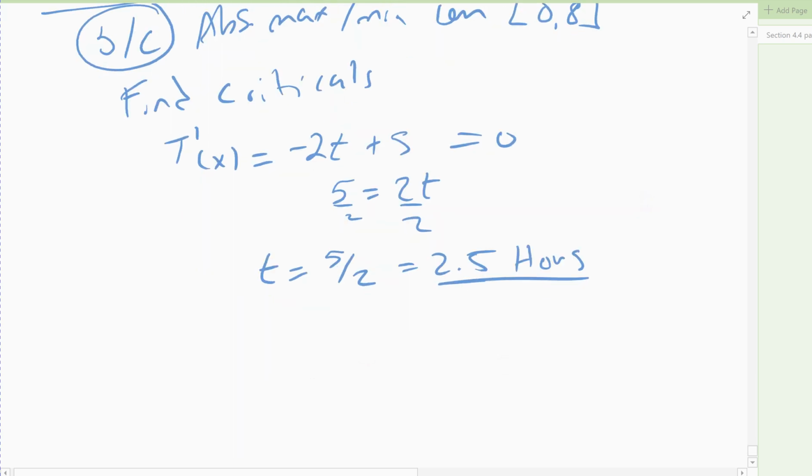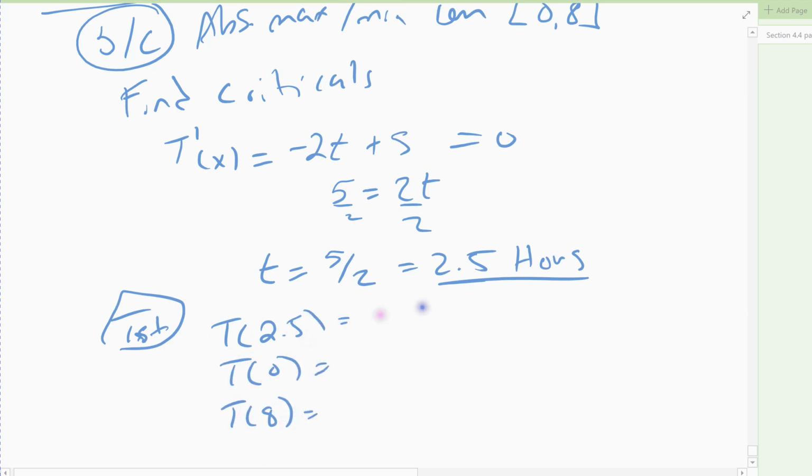And since it's a closed interval case, my maximum and minimum temperatures occur either at my endpoints 0 or 8, or at my critical number. And to test, you just plug those in. Find the temperature at 2.5, at 0, and at 8. I'm going back to the original temperature equation, which was negative t squared, not x squared, negative t squared plus 5t plus 40. And I'm plugging those values in.